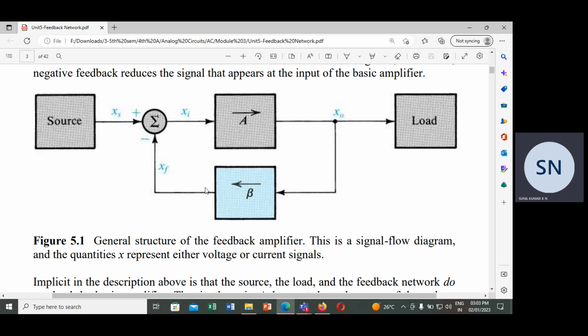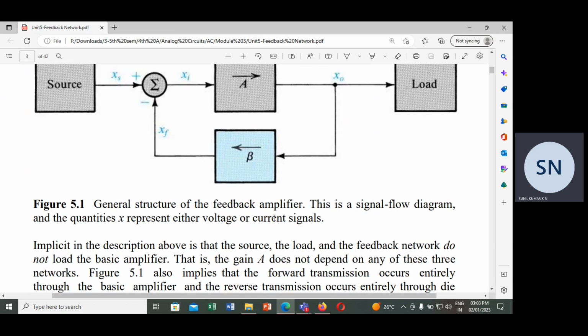XF corresponds to what? The feedback of the output signal. The output of the feedback network is nothing but XF. XF is equal to X naught multiplied by beta. This XF is subtracted from XS to produce XI. In this way, the general feedback structure of the negative feedback is given. Suppose if it is plus, then it will be the same feedback structure, but we are going to call it positive feedback, not negative feedback. So here you can see the general feedback structure of the feedback amplifier. This is how the signal flow and the quantities are measured.